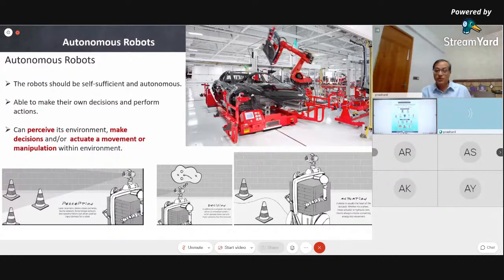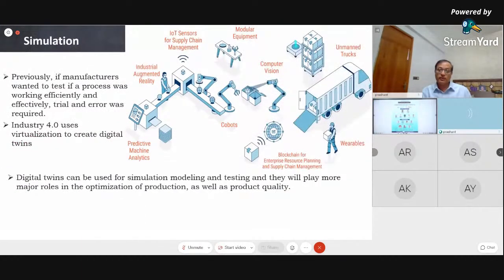So we need autonomous robots for Industry 4.0. I was talking about creating a digital twin of the industry, or creating the entire industry in silico on your computer screen. And this is possible, as you can see on this screen here. We've got a layout of the industry here, where we start from predictive machine analytics, and then move on to industrial augmented reality.